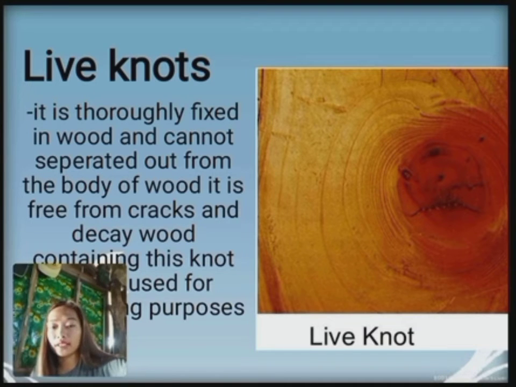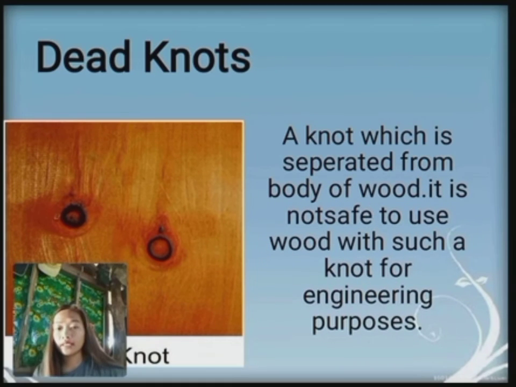The next one is the dead knot, a knot which is separated from the body of wood, and it is not safe to use wood with such a knot for engineering purposes. Dead knots are wood tissues that are separated from their surroundings, either partially or completely, and are made up of dead branches.